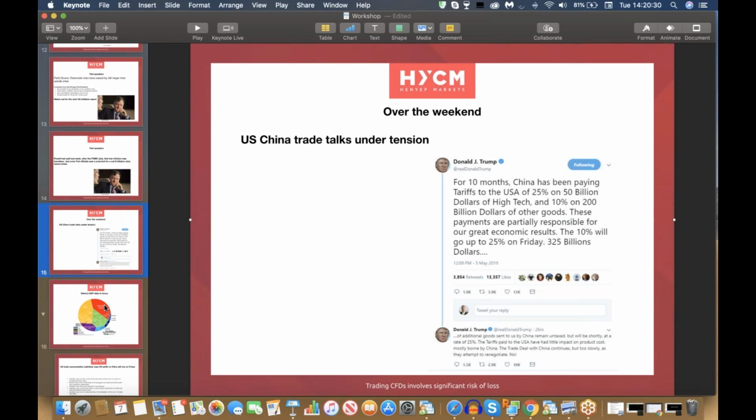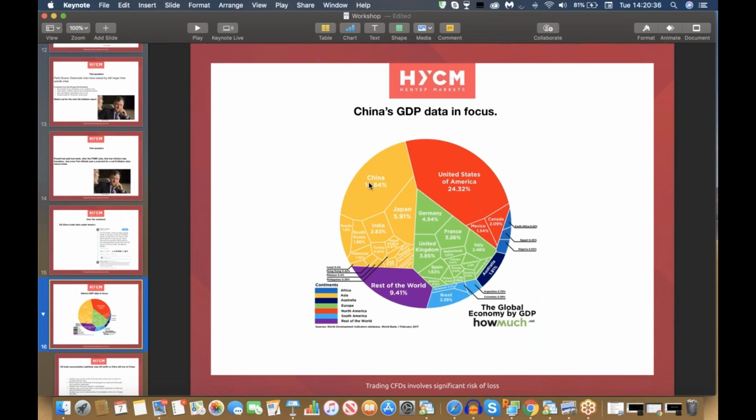And the reason global economies all around the world are concerned about this is because of the US and China. It may sound obvious, but it's not obvious for everyone. The US and China make up 40% of the entire world's GDP, okay? So that's why all the markets are really focused. In this pie chart, you can see the economy by GDP. Nearly 25% of the world's GDP comes from the US, and nearly 15% comes from China. And this is data from February 2017. So this is a big market concern.